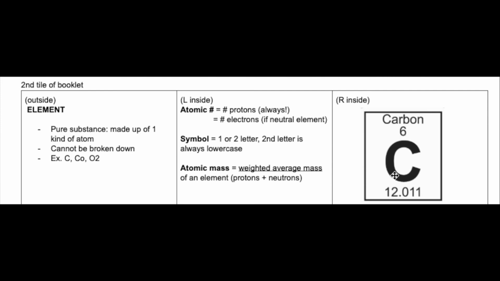Our symbol is represented right here. Our symbol for carbon is going to be C. And then finally, our atomic mass is going to be 12.011. So our atomic mass is going to be a weighted average mass of all of the existing carbons, and it also is going to equal our protons plus our neutrons. So if we know that carbon has 6 protons, and we know that its atomic mass is 12, then we can also find that its number of neutrons is going to be 6, because 6 protons plus 6 neutrons would give us an atomic mass of 12.